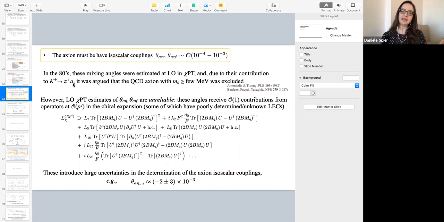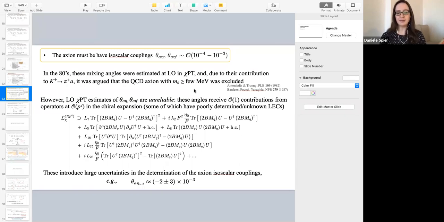And based on this rate and experimental exclusions, they said, well, the incompatibility here then forces us to conclude that the axion with a mass greater than about a phi MeV is experimentally excluded. End of story. Let's just forget about it.